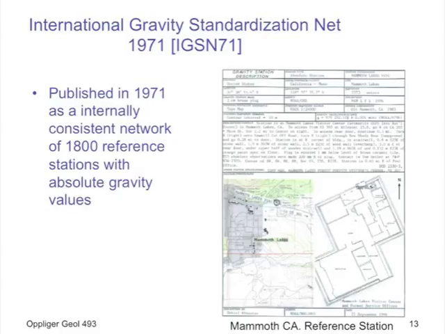They took a certain distribution of pendulum and falling corner cube reflector absolute gravity measurements, and then they used LaCoste and Romberg gravimeters just like ours to extend the absolute gravity coverage using relative measurements. And so there's 1,800 reference stations, fewer now, because some of them have been destroyed. But there's about 1,800 reference stations that have this stably characterized absolute gravity, and the value is known, and its accuracy is known too.